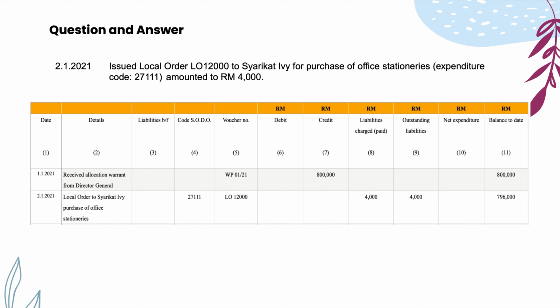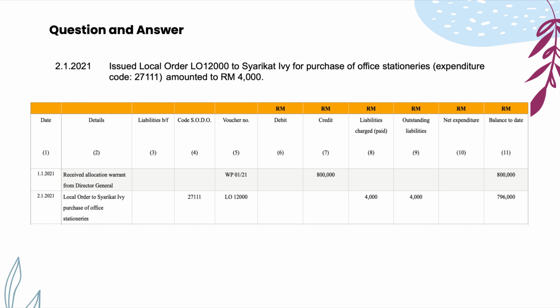The second transaction is on the 2nd January 2021. Local order LO 12,000 to Syarikat IV for purchase of office stationery with expenditure code 27111 amounted to 4,000 ringgit. The expenditure code and voucher number will be put at columns 4 and 5. The amount recorded is 4,000 ringgit at column number 8.